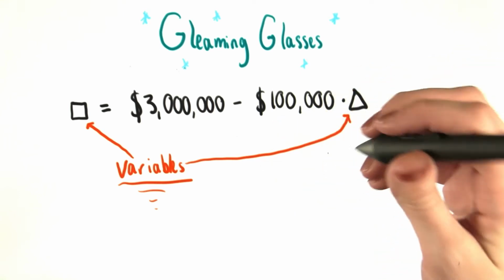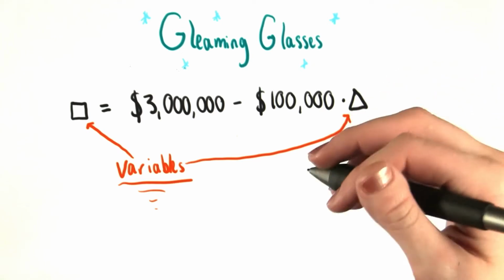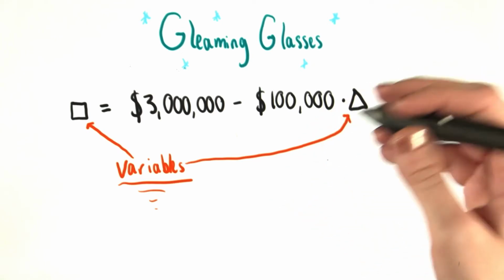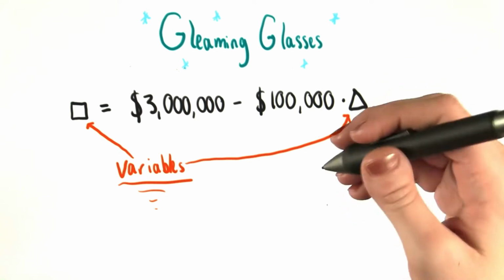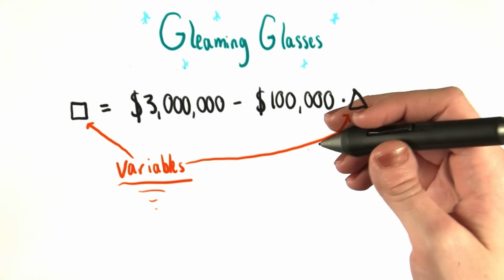And variables are generally represented by symbols or single letters. A variable doesn't have a set value like a number does. Instead, its value is allowed to vary, depending on what we decide that it should equal. We'll talk more about how we make decisions about that soon.